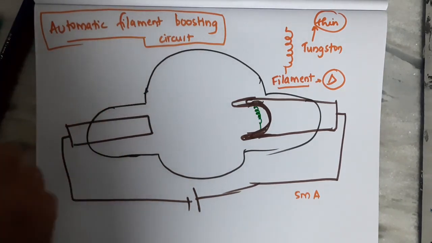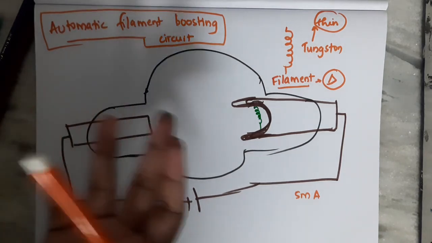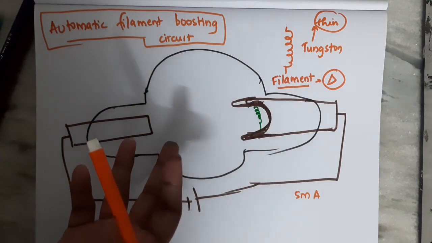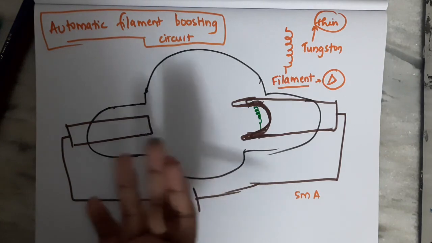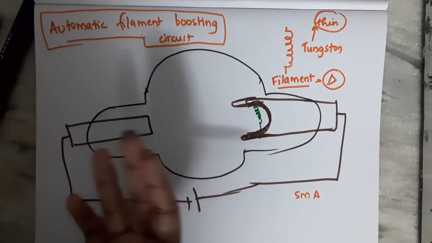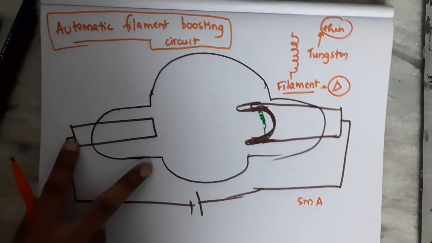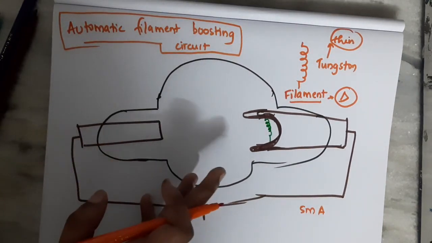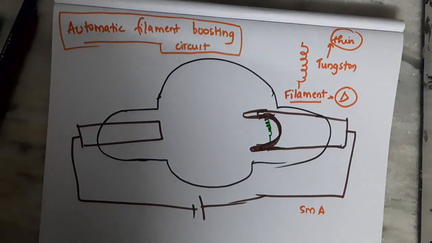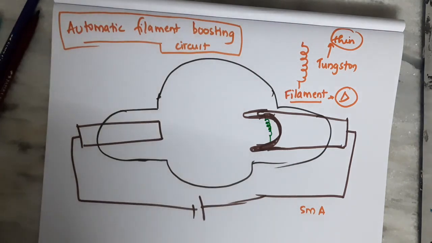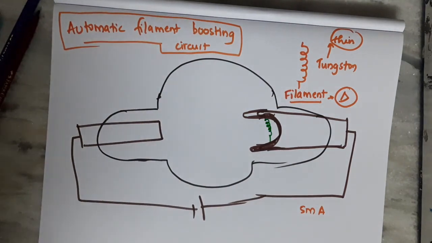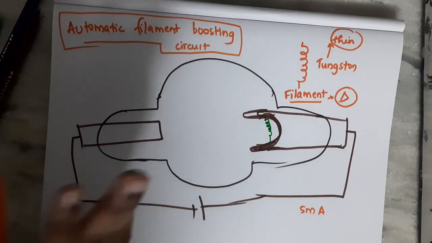And when we require large tube currents for production of normal proper X-rays, then the filament current should be increased. Then we increase the filament current to the required value so that the amount of X-rays needed is obtained. So in the automatic filament boosting circuit, when you switch on the X-ray machine without making an exposure, only a small amount of current passes through the filament to prevent it from being heated for longer periods of time. That is the solution of the first problem.